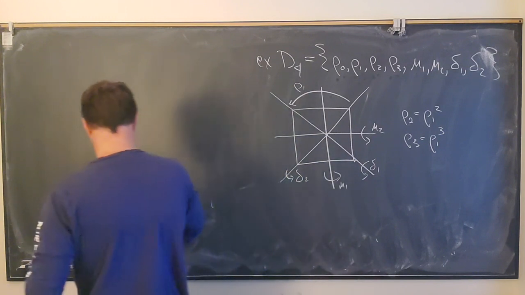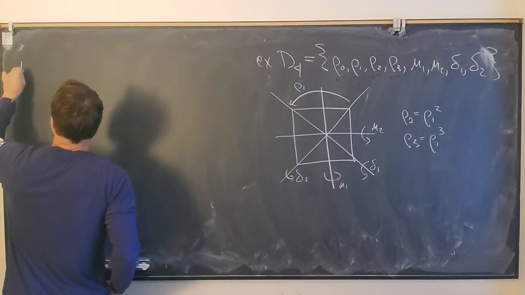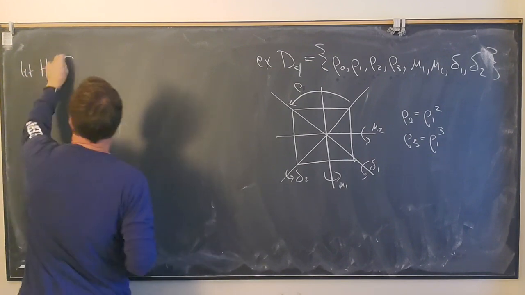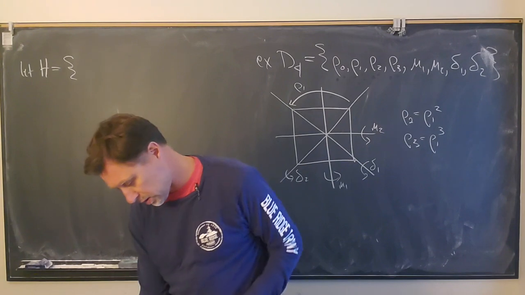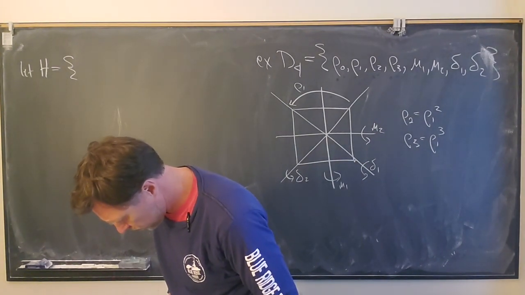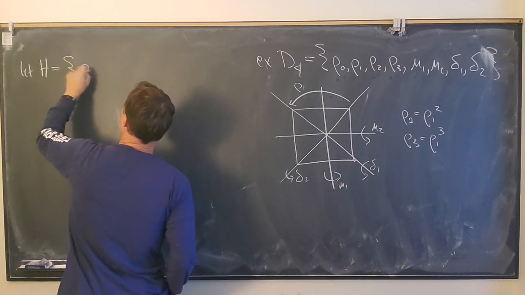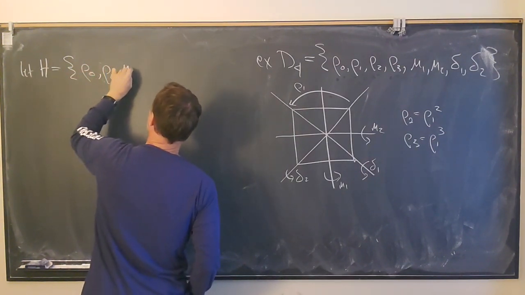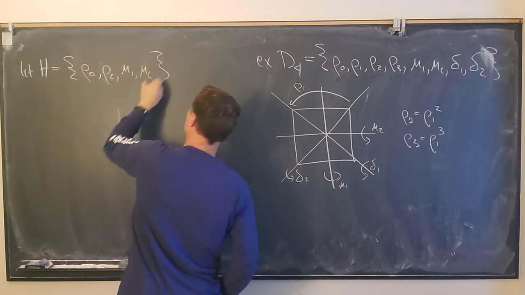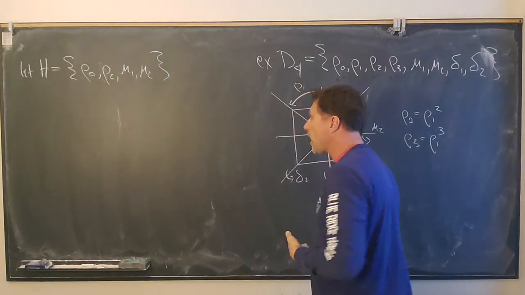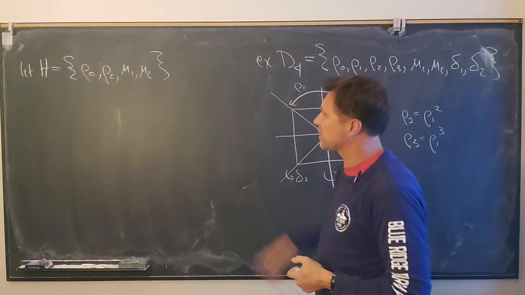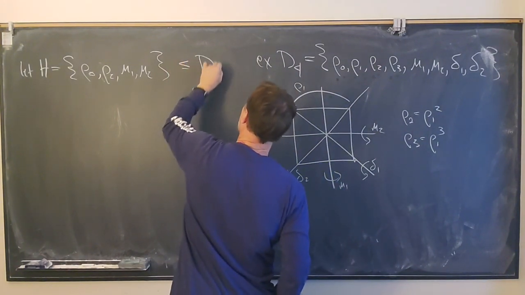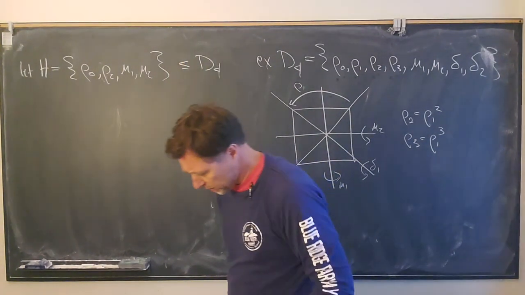And so let H consist of the following elements. It's going to be rho 0, rho 2, mu1, and mu2. So you can check that this actually is a subgroup. It's easy to check that we've got a subgroup of D4. And so let's create some cosets here.